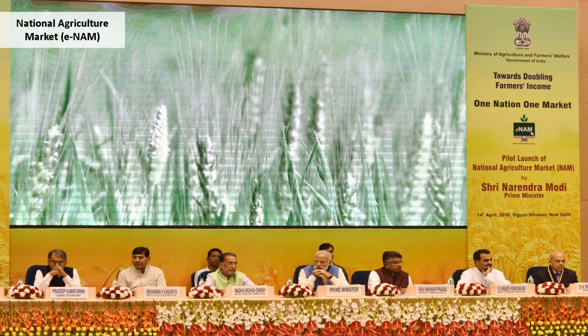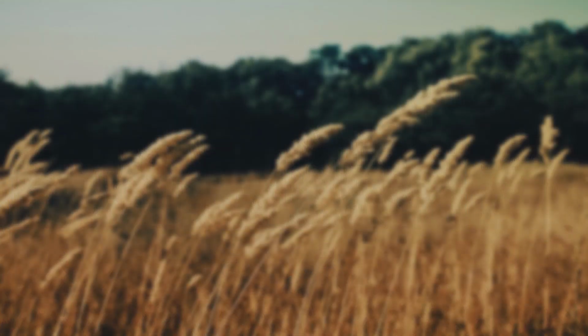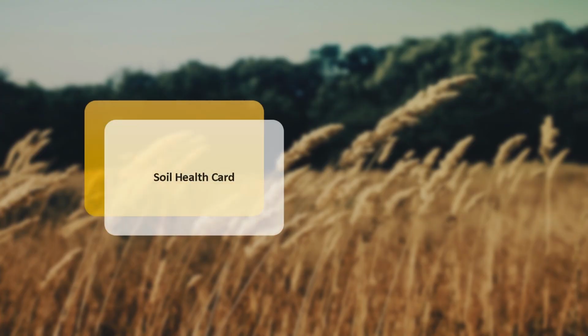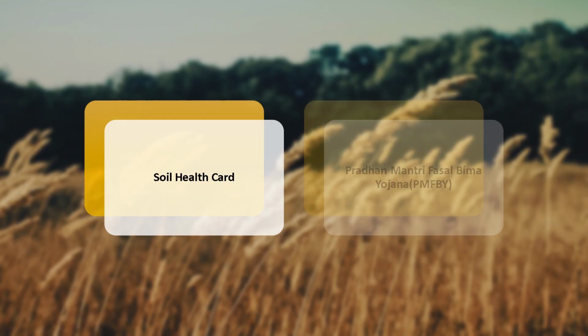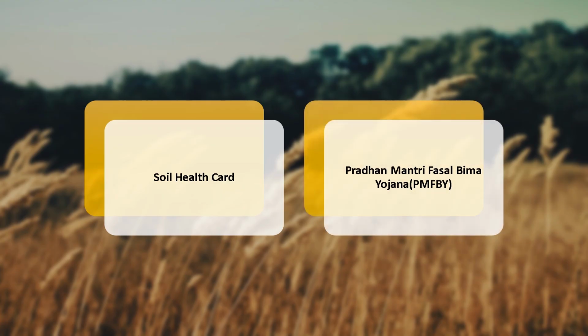programs. Under that, 1,000 agriculture mandis were connected through the internet, and farmers are able to sell their produce in other markets also. And the soil health card program was also started, and a very good insurance program, Pradhan Mantri Fasal Bima Yojana, was started in the country recently.